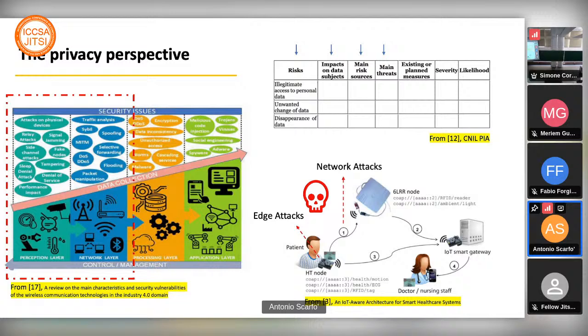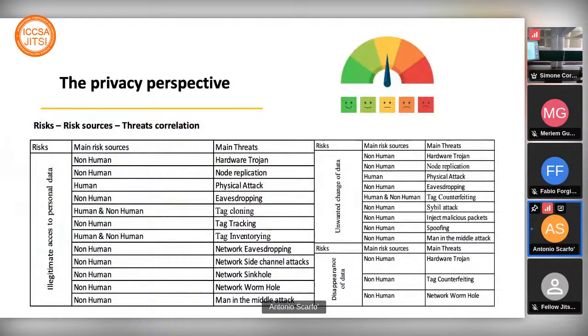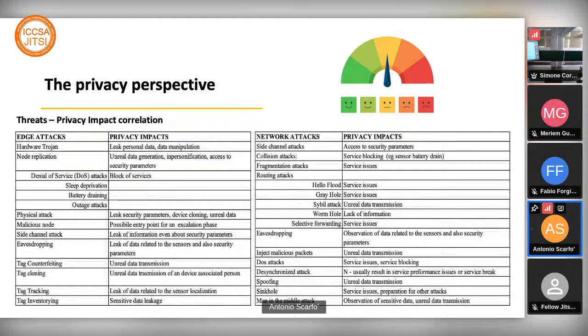Using the framework, the matrix in the slide, I related the risks in the framework, illegitimate access to personal data, unwanted change of data, and disappearance of data, with the risk sources and the main threats. Basically, the main threats are then used to create the consequences for the privacy impacts. For each attack, we have a privacy impact mapped in this matrix. This is the premise. The cases.